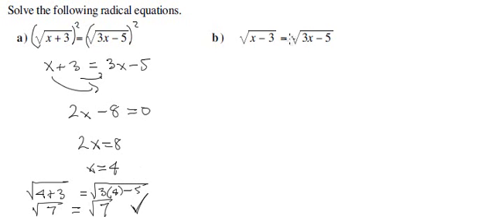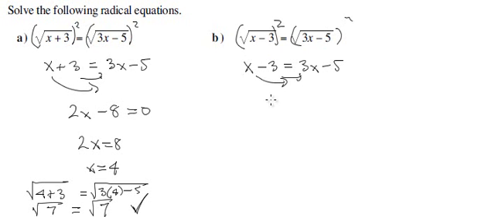Here's another one where it's again set up correctly. We have roots isolated, one on each side. So if you square both sides, you get x minus 3 equals 3x minus 5. Load everything over to the right-hand side. 3x minus x is 2x. Negative 5 plus 3 makes negative 2 equals 0. 2x equals 2. X must be 1.